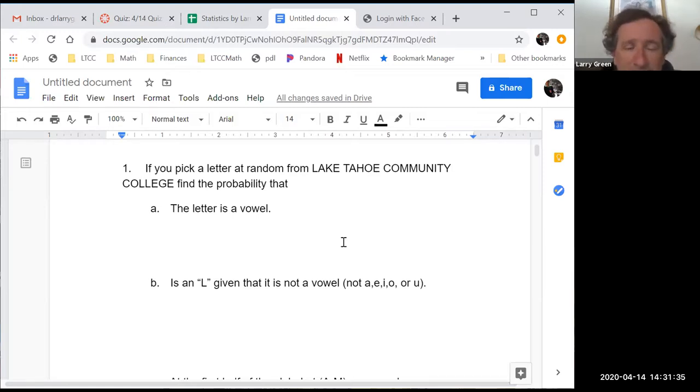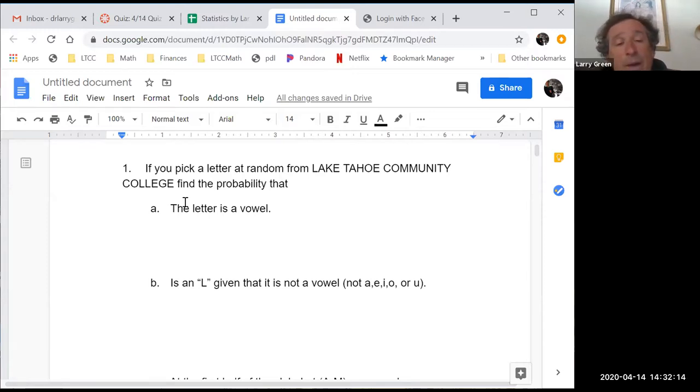If you pick a letter at random from Lake Tahoe Community College, so imagine taking these letters, L-A-K-E-T-A-H-O-E-C-O-M-M-U-N-I-T-Y-C-O-L-L-E-G-E, throwing them in a bag, closing your eyes, and picking one, what is the probability the letter is a vowel? Let's see if you can do that. It shouldn't take more than a minute or so.